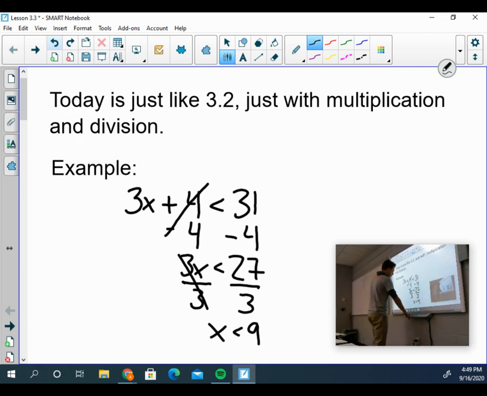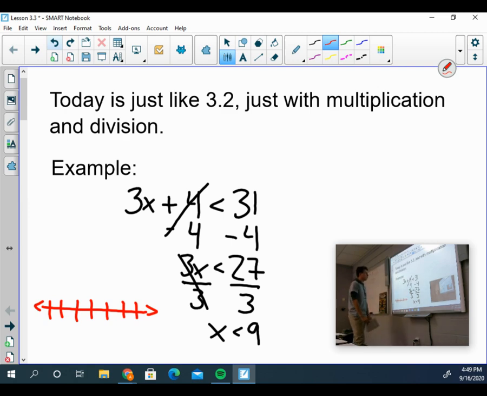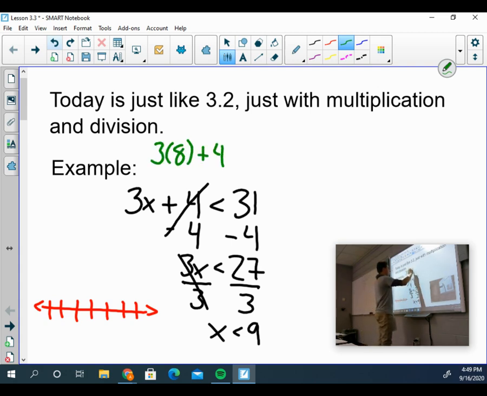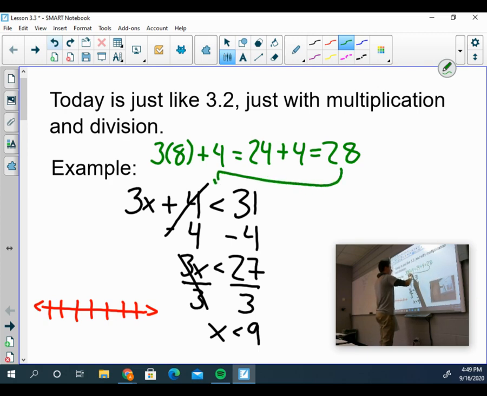What I'm going to do is 2 things. Number 1, I'm going to make a number line. But before I ever make that number line, I am checking my work. How am I checking my work? I'm testing a number less than 9 to see if it makes this inequality true. What's a number less than 9? 8. So I plug it in: 3 times 8 plus 4 turns out to be 24 plus 4, which is 28. Is 28 less than 31?